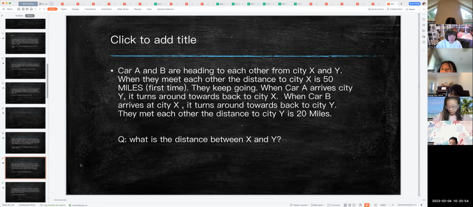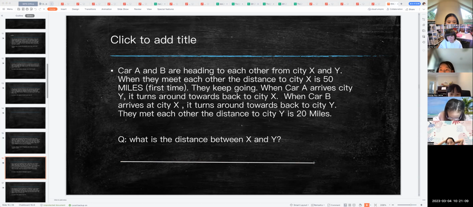Okay, let's take a look at this one. This question is a little bit different. We have a line. A and B are heading toward each other, with cities X and Y. So they meet each other at a distance of 50 miles from city X the first time.